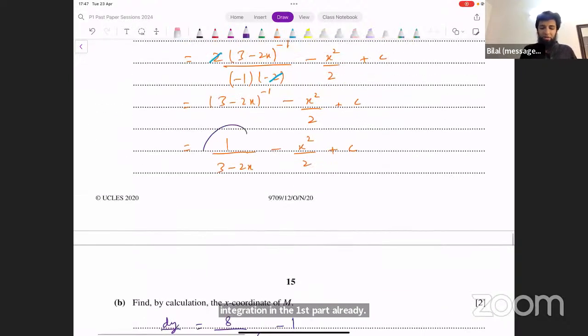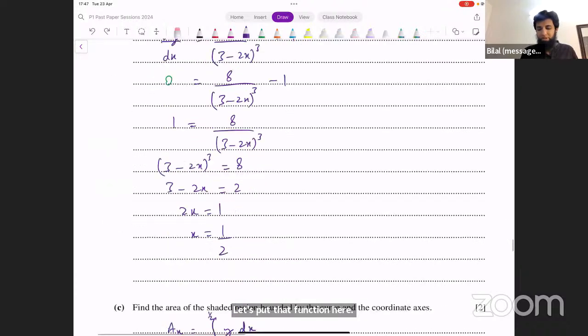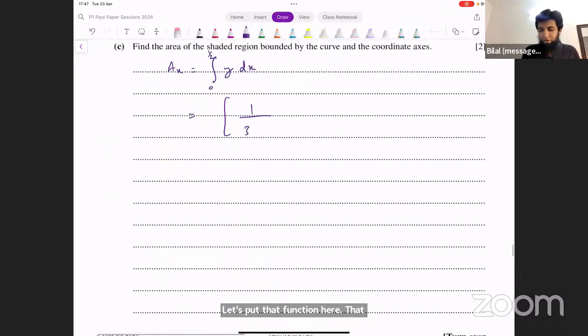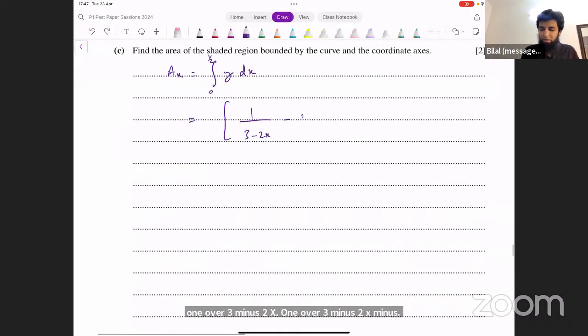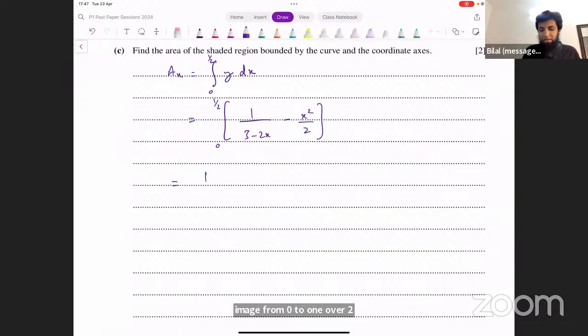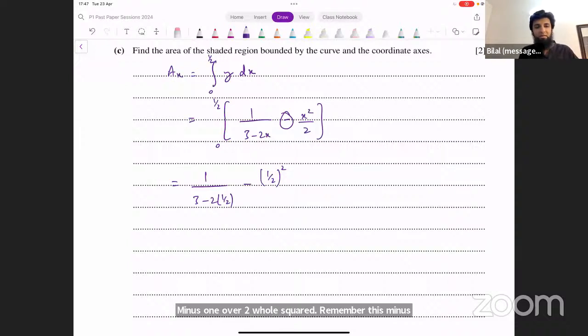That integral that you have, 1 over 3 minus 2x, 1 over 3 minus 2x minus x squared over 2. Let's put that here, and input the limits from 0 to 1 over 2. Now let's input 1 over 2 first. That gives us 1 divided by 3 minus 2 into 1 over 2 minus 1 over 2 whole squared. Remember, this minus sign is outside the square. Do not put square on the negative sign.